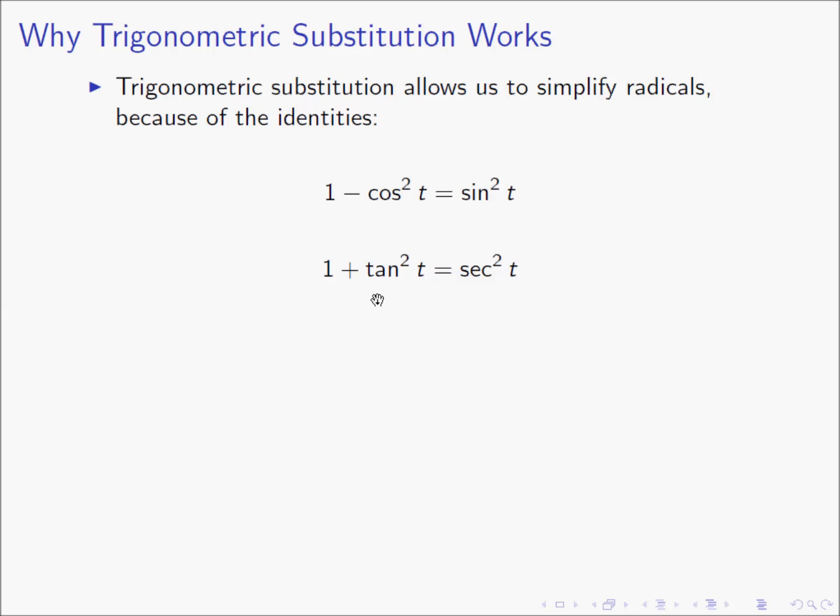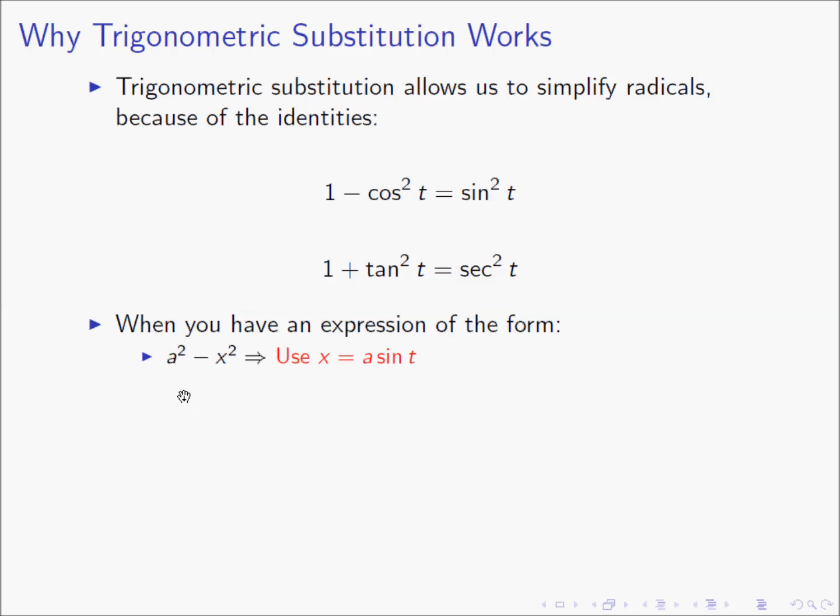And this is the second identity that is useful. You use this identity when you have a sum. So there are three basic cases where you can use trigonometric substitution.